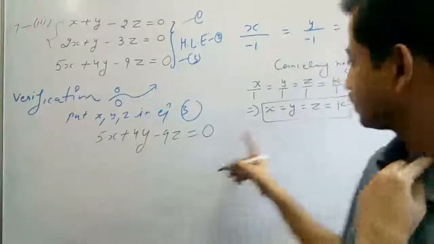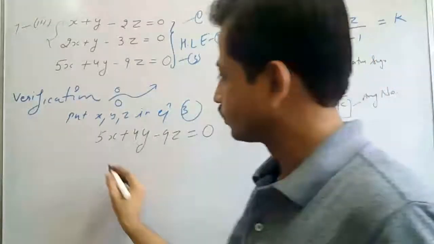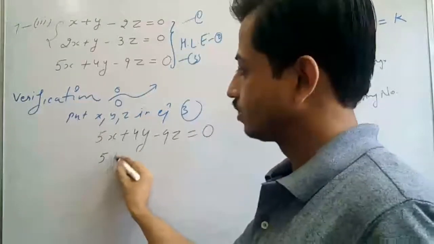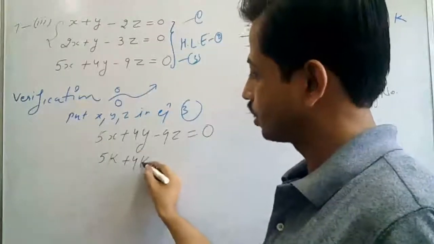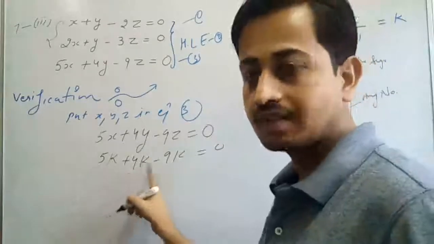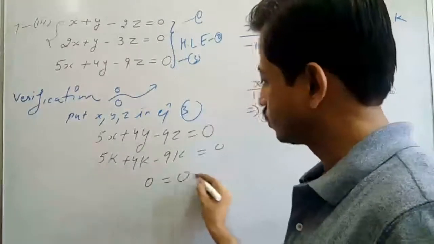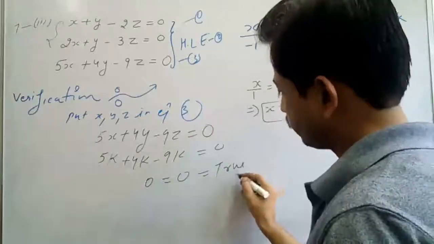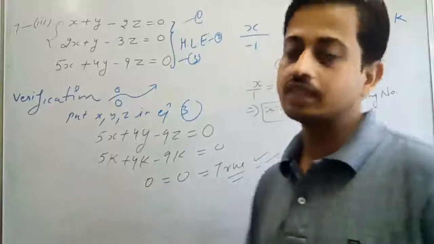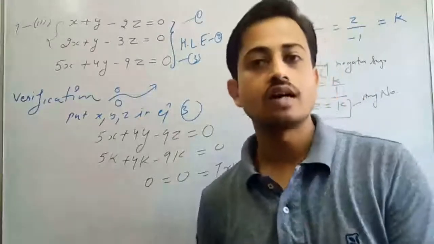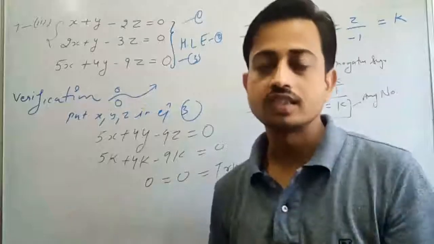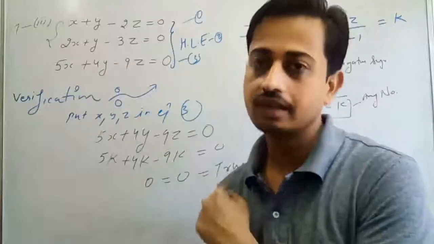What are the values of x, y, z? All values are k. So 5k, I am writing directly, 5k plus 4k minus 9k is equal to 0. 4 plus 5, 9k minus 9k, 0. 0 is equal to 0. It means true. So we get the true expression. It indicates that our values are correct. This is the step. Last, you have to do verification also. Please make a note.